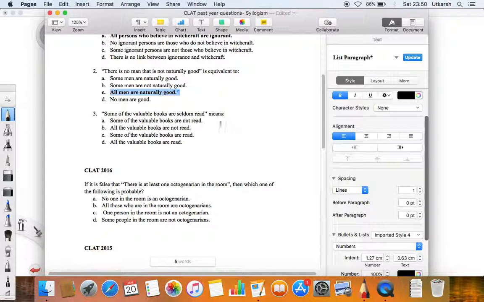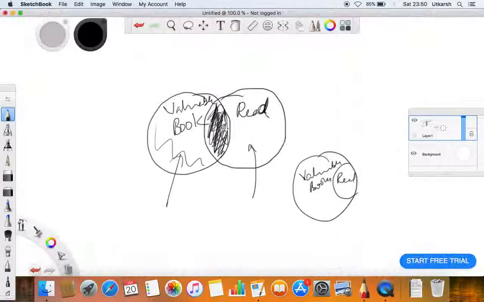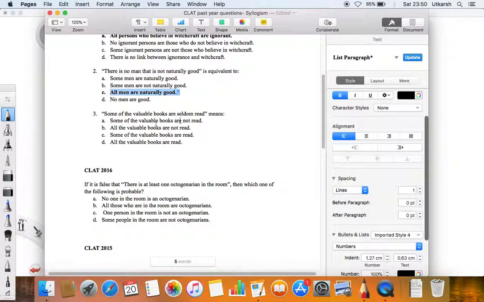This is a very poorly framed question. Because it says seldom read. Does that mean the rest of the books are often read or not read at all? Yeah, this is a very poorly framed question, but let's just check the options. All the valuable books are not read. Again, we know this is incorrect because some of the books are read by definition. Some of the valuable books are read. Again, this is just given in the question.